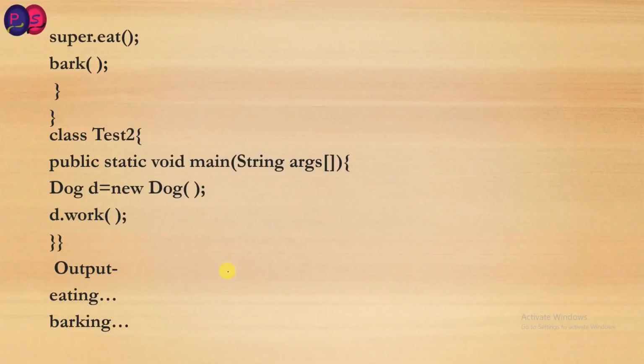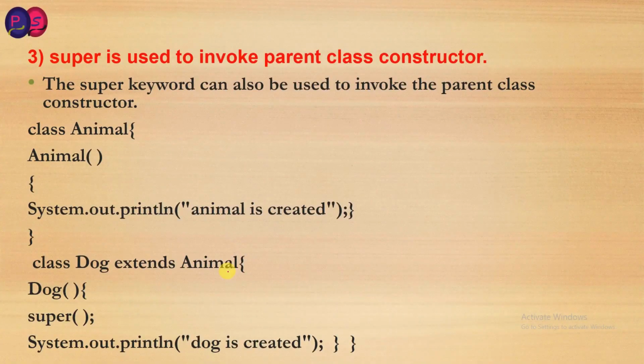Now we will move to the third use of the super keyword. The third use is that super is used to invoke the parent class constructor. So here also we have created a class Animal. In that we have created a constructor Animal, which prints Animal is created.